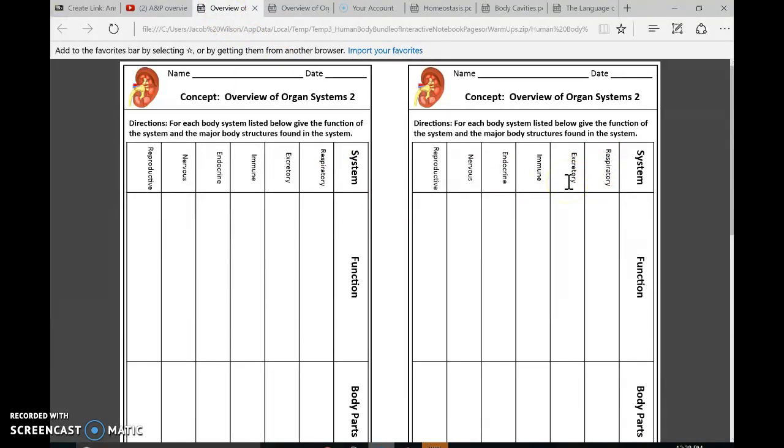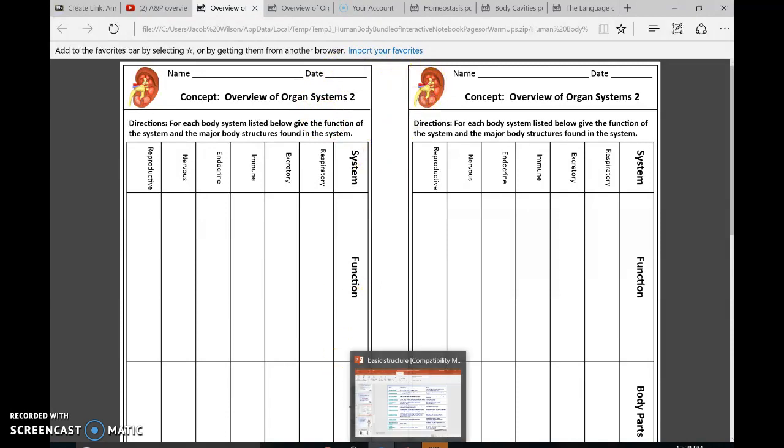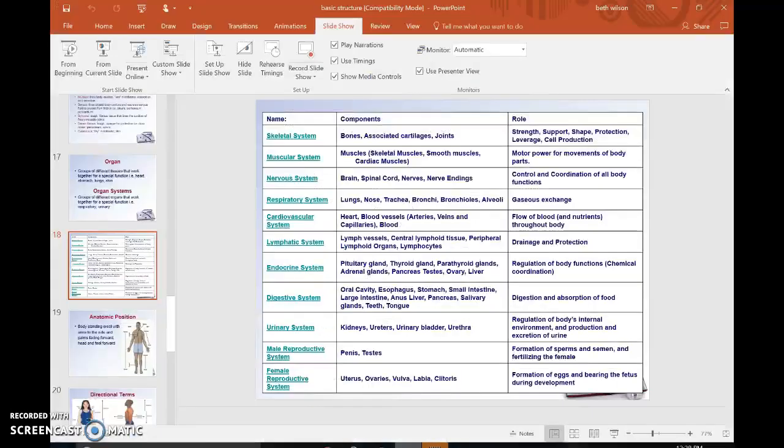Respiratory, excretory is also known as your urinary system. Immune, endocrine, nervous, and reproductive. Again, you do function and then the body part associated with those body systems. Reproductive, on the PowerPoint, is split into male and female. You are going to keep it together. Obviously, you can separate which components go with each of those.